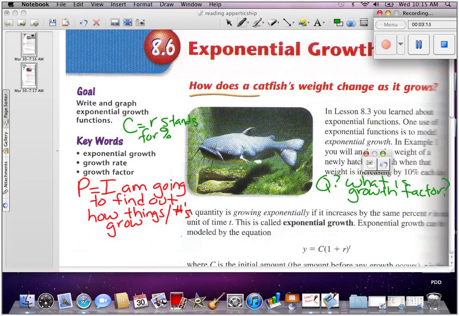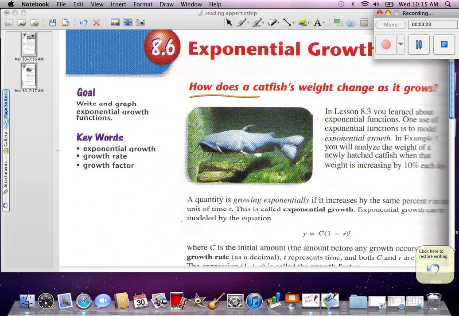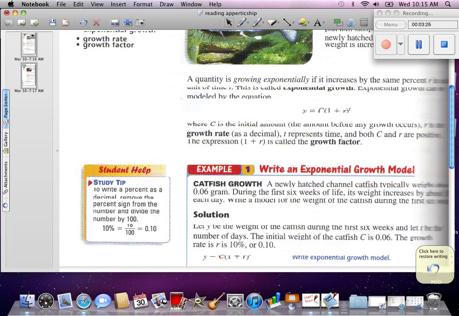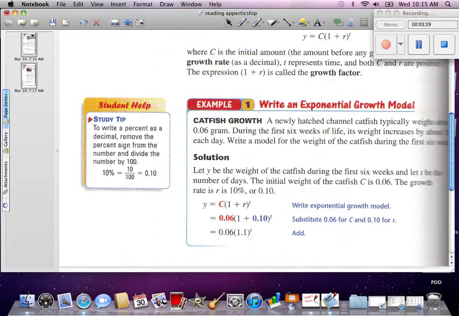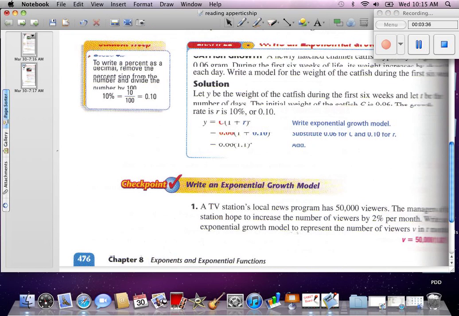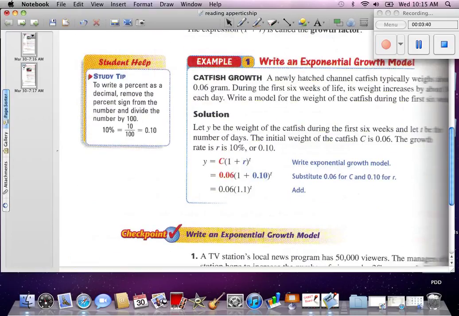All right, then if we scroll down a little bit, we are going to do, here's an example. Is this the example we're going to do? No, okay. So here, a newly hatched channel catfish typically weighs 0.06 grams during the first 6 weeks of life. Its weight increases by about 10% each day. Write a model for the weight of the catfish during the first 6 weeks.